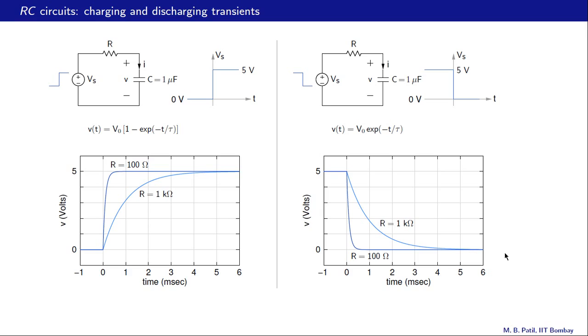For r equal to 100 ohms, the time constant is 0.1 millisecond, and in 5 tau, that is in 0.5 milliseconds, we reach steady state here and the capacitor voltage becomes constant.